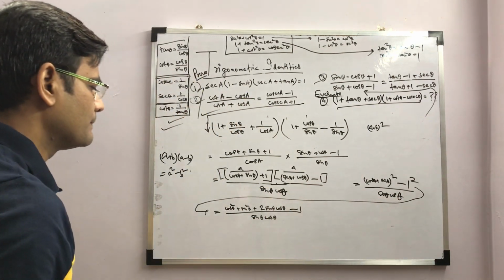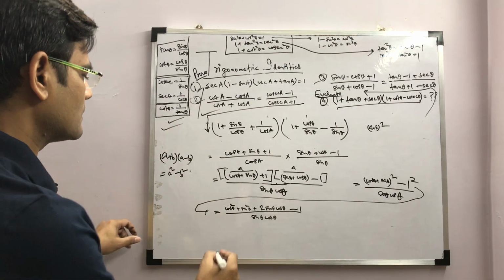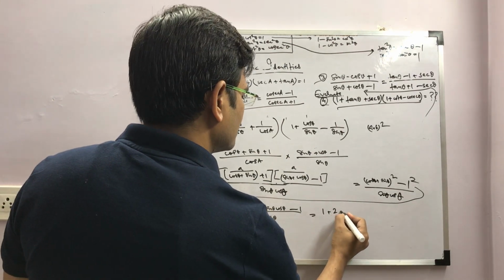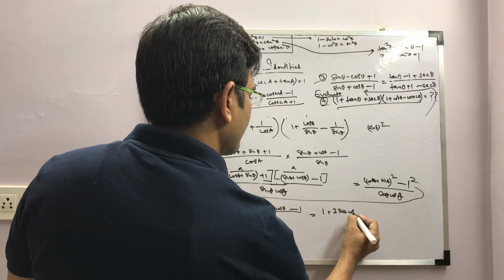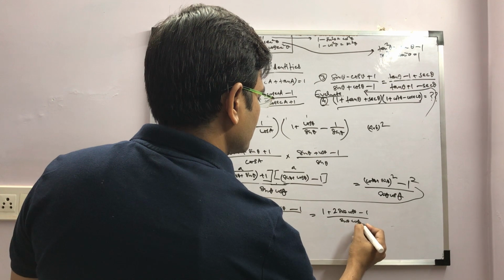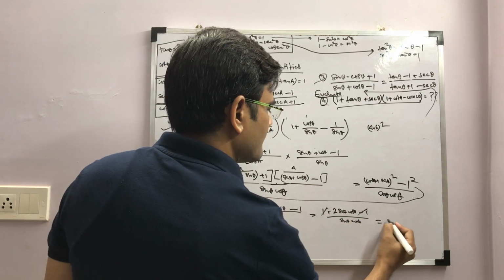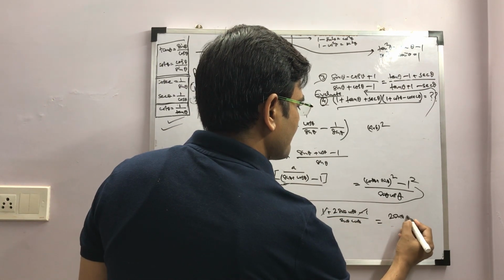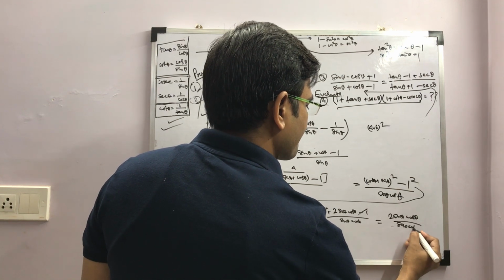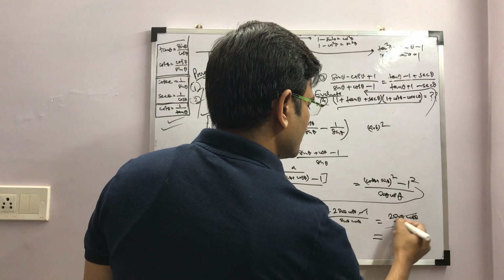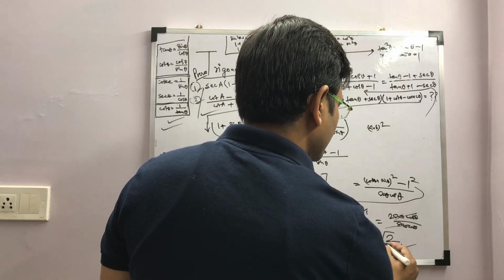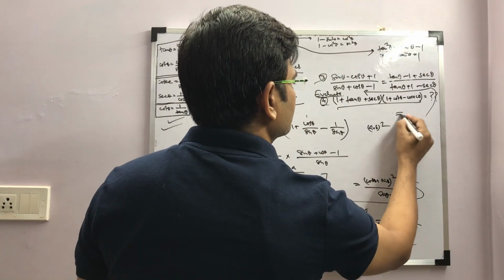Anyways, sin square theta plus cos square theta is how much? This is 1. So this becomes 1 plus 2 sin theta cos theta minus 1 by sin theta cos theta. This gets cancelled. 2 sin theta cos theta by sin theta cos theta, and that is equal to 2. That is the answer. So this is equal to 2.